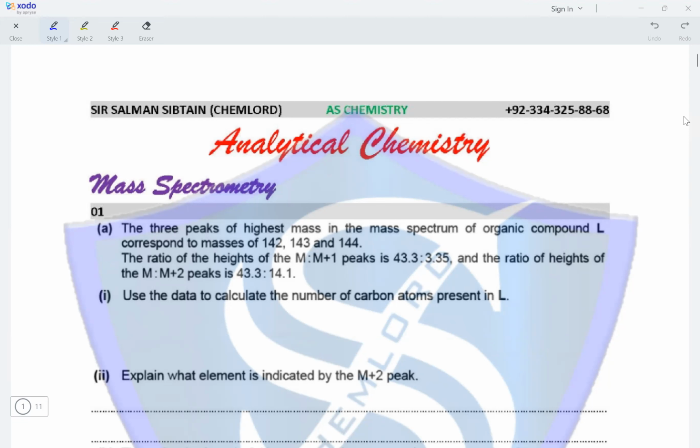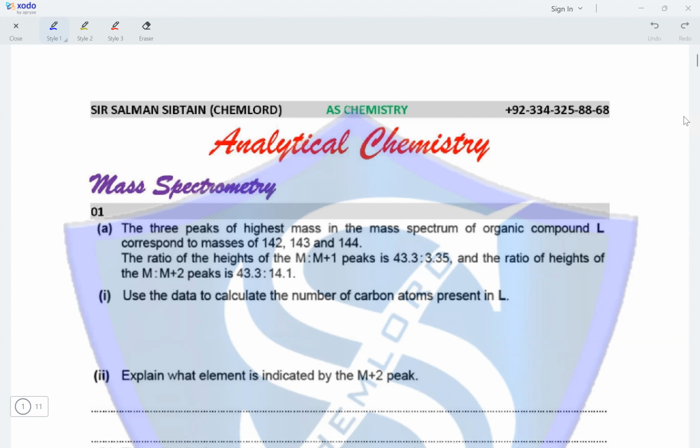Question 1. The three peaks of the highest mass in the mass spectrum of organic compound L correspond to masses of 142, 143, and 144. The ratio of the heights of M to M plus 1 peaks is 43.3 to 3.35, and the ratio of the heights of M and M plus 2 peaks is 43.3 to 14.1. Use the data to calculate the number of carbon atoms present in L.